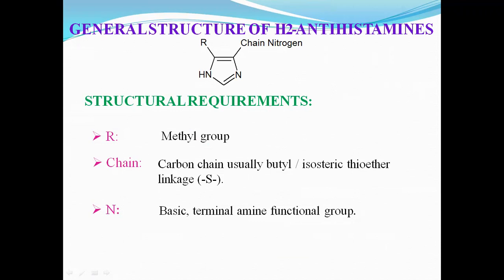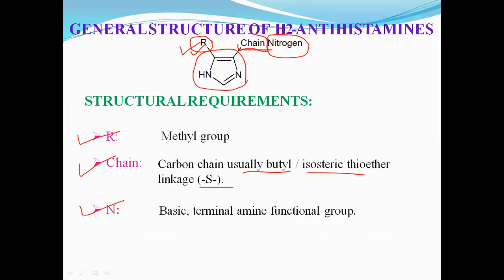The general structure for H2 receptor blockers has an imidazole moiety, with alkyl substitutions. There is a chain, usually a butyl-like chain or an isosteric replacement of the butyl group with a thioether linkage, and a terminal basic nitrogen should be present in the structure. These are the basic structural requirements for H2 antagonists: an alkyl-substituted imidazole ring, and a chain between the terminal nitrogen and the imidazole ring.